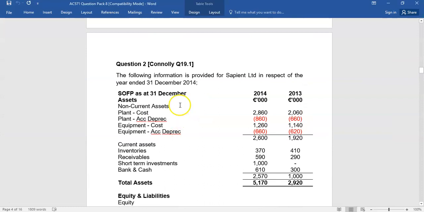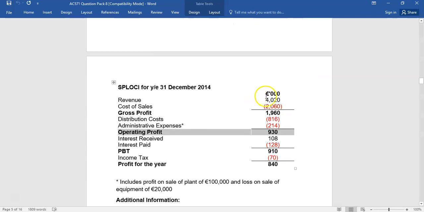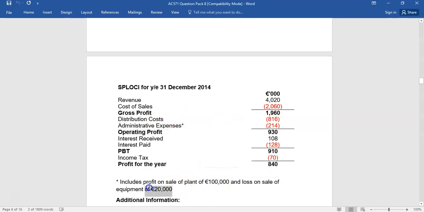So if we go down along, we're given information, 2 balance sheets or statement of financial position, and we're given a statement of profit and loss. And you're told in admin expenses, you have a profit on sale of plant 100,000 and a loss on sale of equipment 20,000. So firstly, both of those are accounting entries. What you're not interested in for cash flow is the profit or loss in the sale. What you're interested in is how much you actually got in. What money did you get in, the proceeds? And we'll deal with that as a separate working in a second.